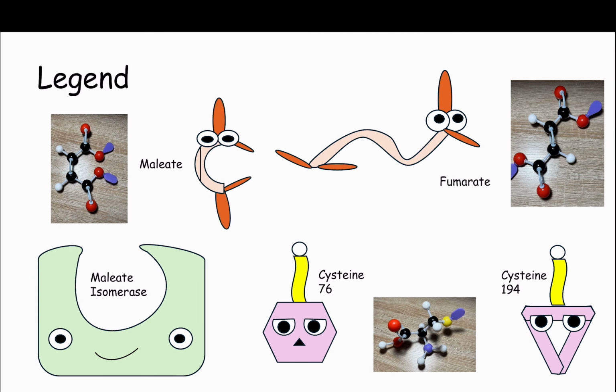So to start us off, we have a little summary of our characters for this tale. To begin, we have malleate, our substrate, who will be converted to our product, fumarate, via the enzyme malleate isomerase. Within this process, malleate isomerase will have a little bit of help from the amino acids cysteine 76 and cysteine 194, who share in their structure but differ with respect to where they are located in the amino acid sequence. And this is denoted by the numbers 76 and 194.